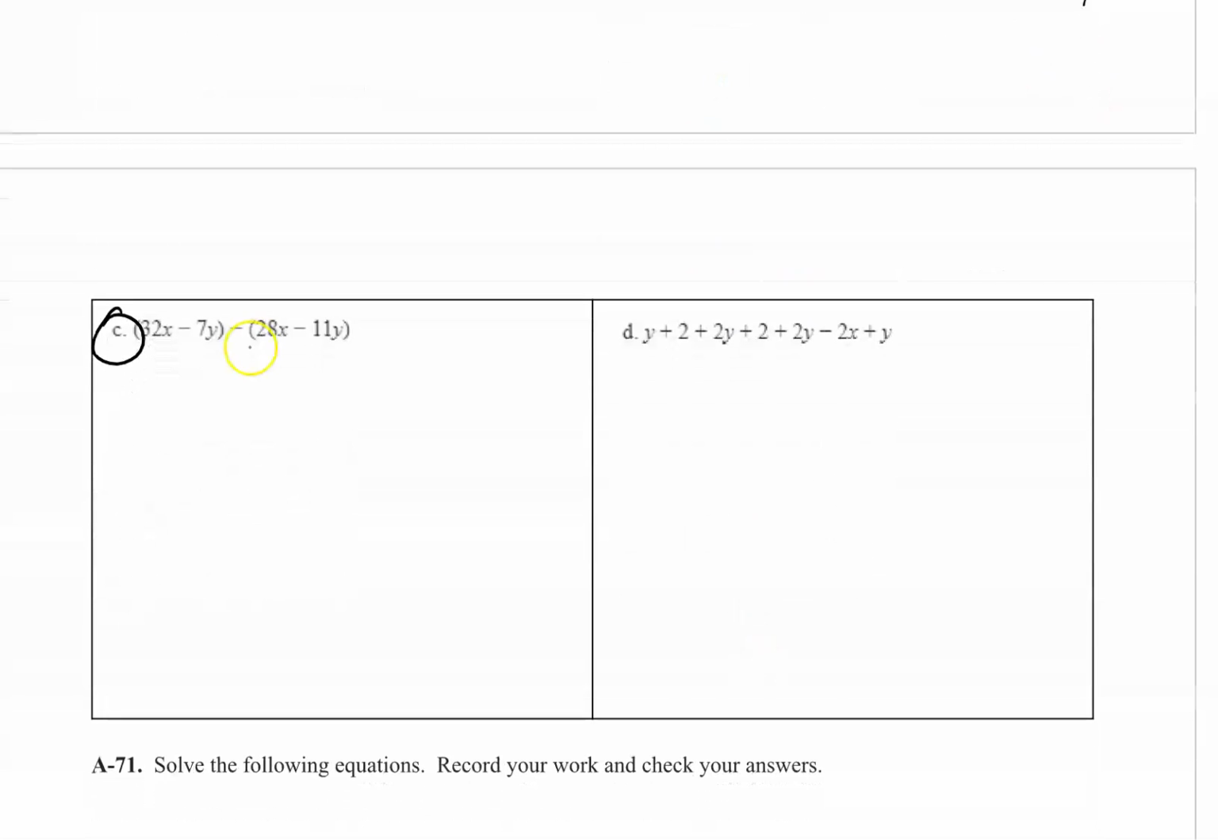Part C. Again with the negative sign, you can either distribute it to each number or think about it like algebra tiles. Positive 28x is in the negative region. So if you want to add it, we flip it to become negative 28x. Negative 11y tiles are in the subtraction region, so when you flip them to the plus region, it becomes a plus. And again, if you distribute the negative sign, you get the same results.